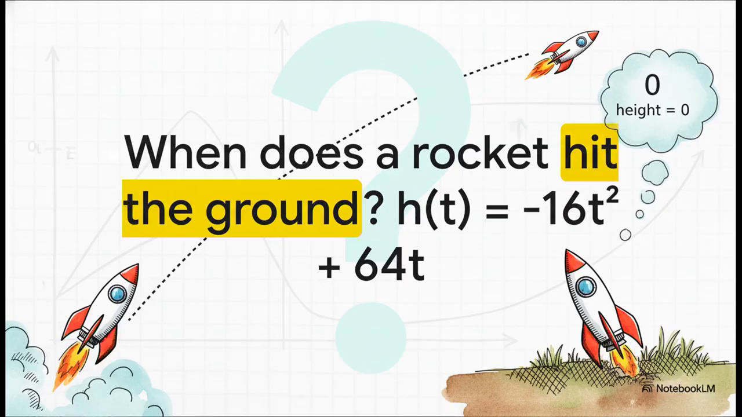So imagine you've got a rocket. Its height over time is given by this fancy equation. And we want to know, when does it hit the ground? Well, what does hitting the ground really mean? It just means the height is 0. And all of a sudden, we've got an equation that we know exactly how to solve.